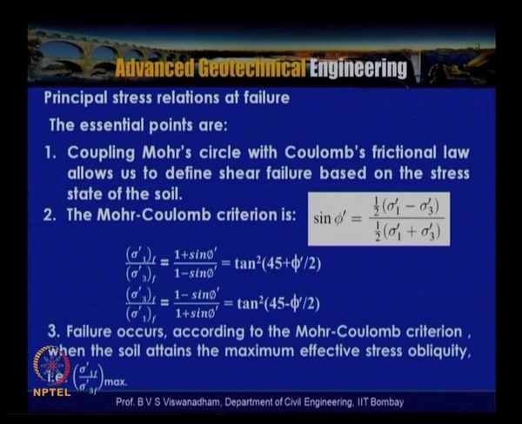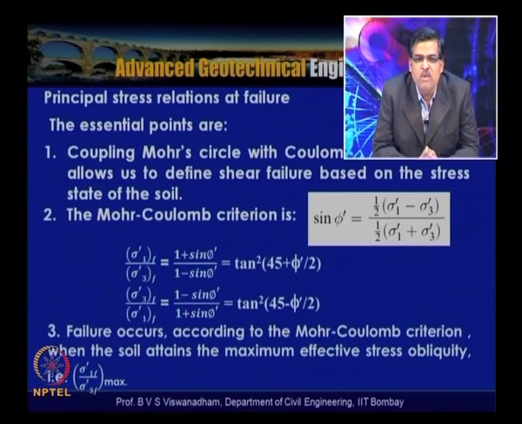So failure occurs according to the Mohr-Coulomb criterion when the soil attains the maximum effective stress obliquity. The ratio sigma 1 dash f by sigma 3 dash f has to be maximum. So what we understood from this discussion is that coupling Mohr's circle with Coulomb's frictional law allows us to define the shear failure based on the stress state of the soils. Then we have also come out with the obliquity relationship, which is valid for granular or frictional soils: sigma 1 dash f by sigma 3 dash f is equal to 1 plus sin phi dash by 1 minus sin phi dash, which is equal to N phi.